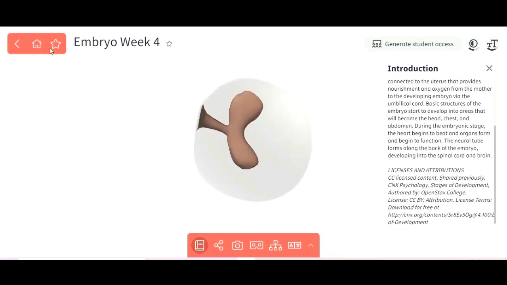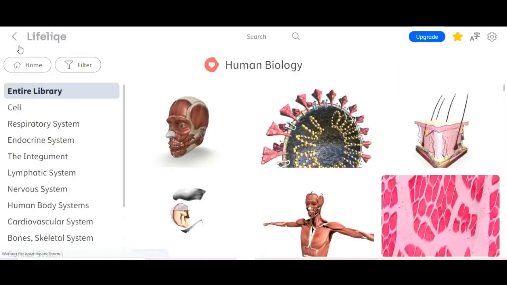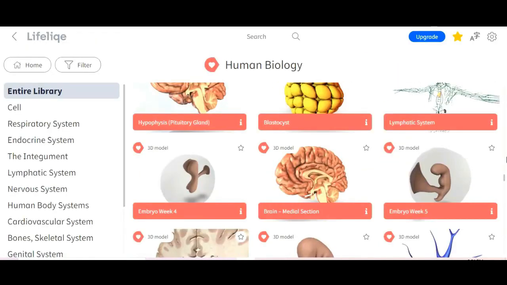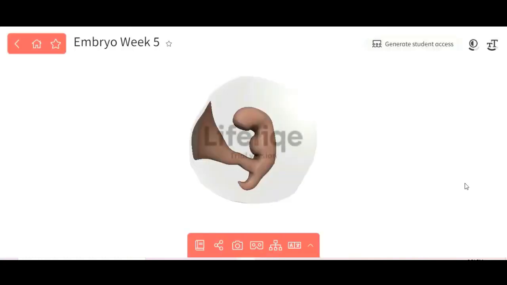During the embryonic stage, the heart begins to beat and organs form. And the second, I would like to tell you about the embryo in week 5. So we are going to see the picture and the 3D animations of embryo week 5.